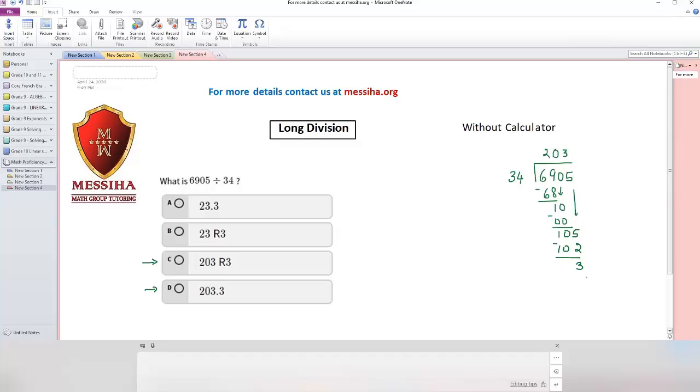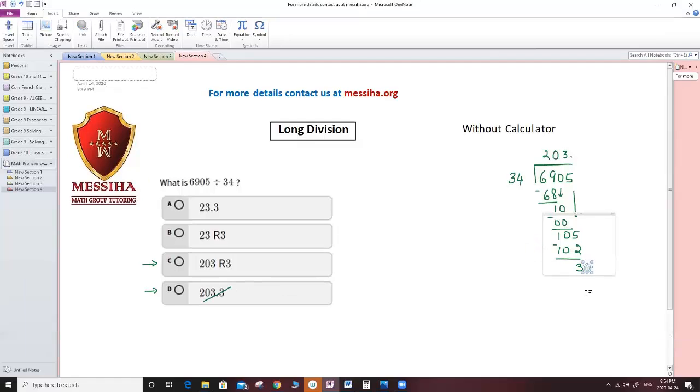So I will check again. If I add a 0 and force the decimal point, 30 divided by 34 is impossible. That means it can be 0, not 3. So this is wrong. This is as a check only. After that, I can remove the 0 and the decimal point. I don't need it.